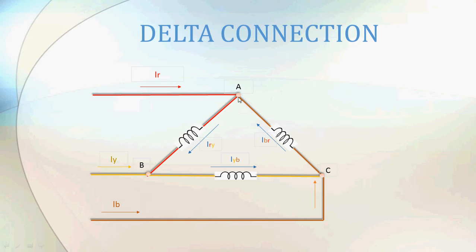Now we have three nodes, node A, node B, and node C. Let us apply Kirchhoff's current law at these three nodes. We end up getting IR equal to IRY minus IBR. At node 2, IY is equal to IYB minus IRY. At node 3, IB is equal to IBR minus IYB.